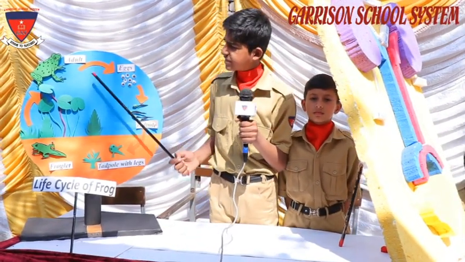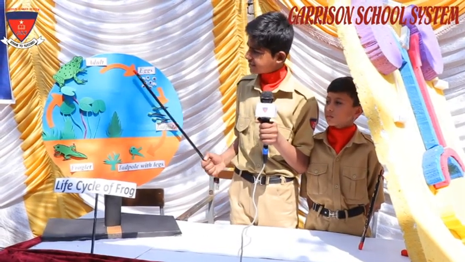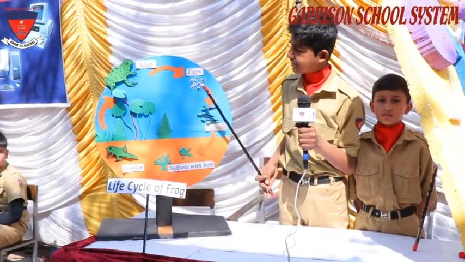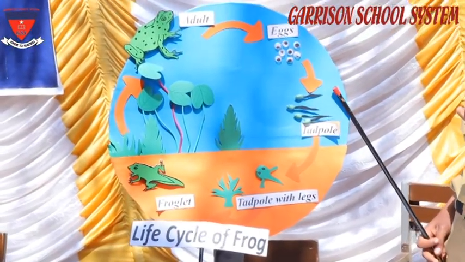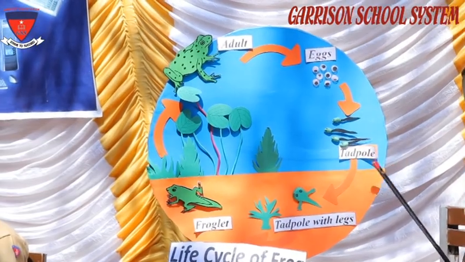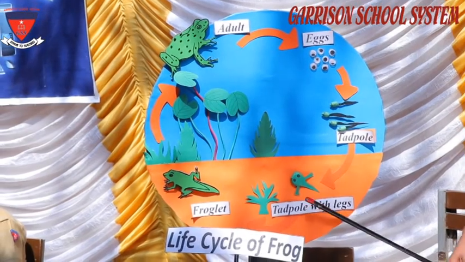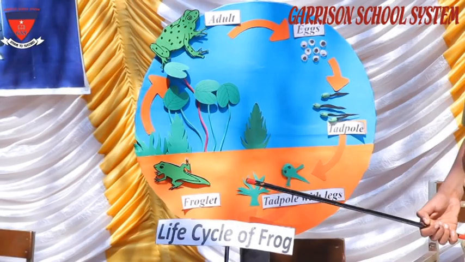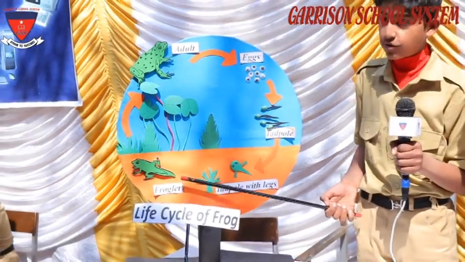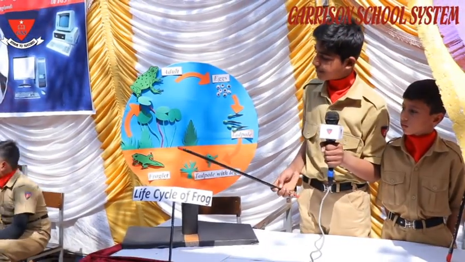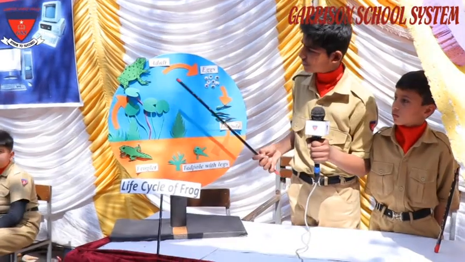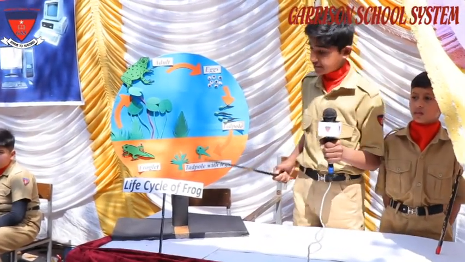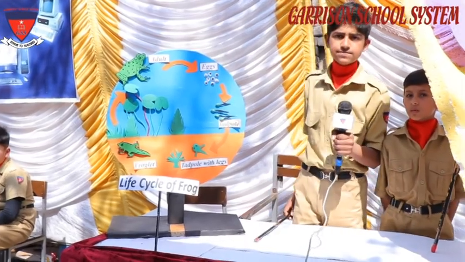This is the beautiful presentation of life cycle of frog. For making this model, we use charts and hardboard. Life cycle of frog starts when frog lays eggs. Eggs change into the tadpole, which looks like fish. And after some time, tadpole legs grow and froglet is formed. Froglet has circulatory and respiratory system and has a long tail. And after some time, froglet changes into adult frog. And this process is called life cycle of frog. Thank you.